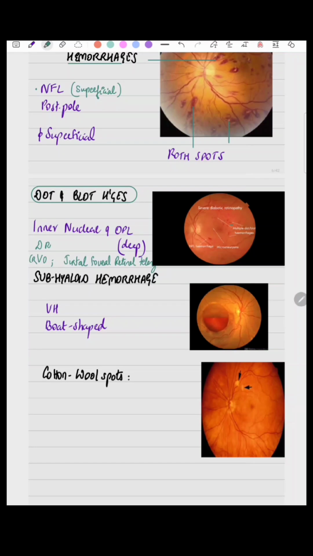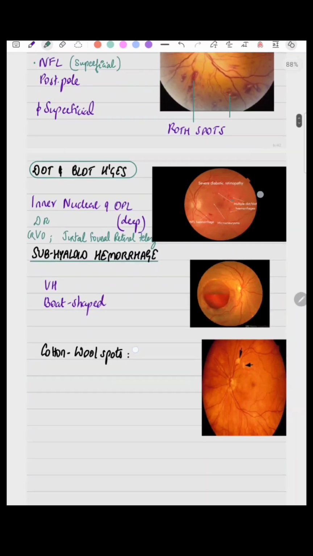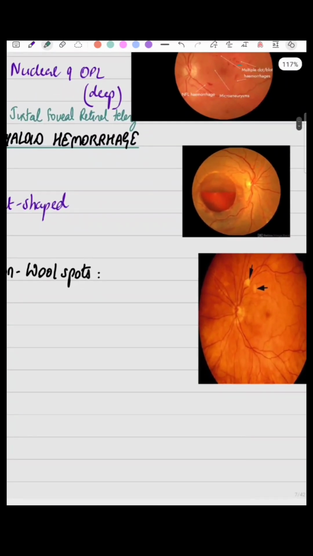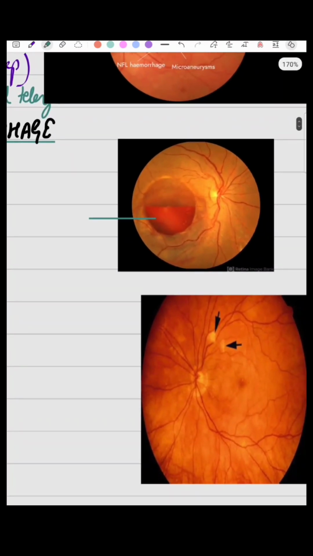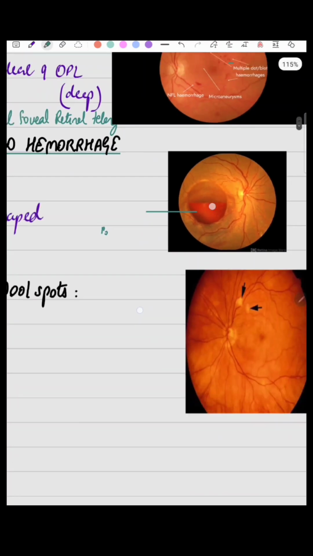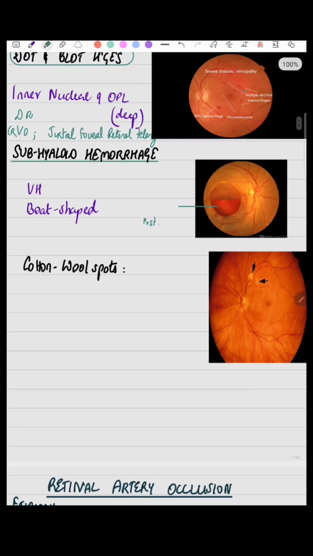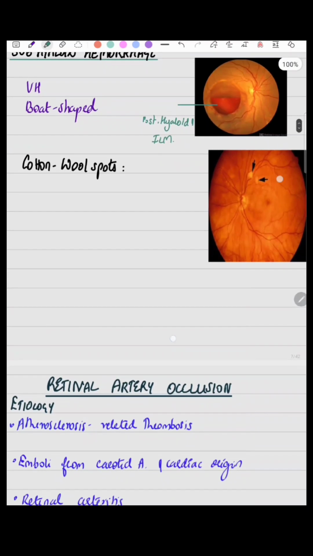Next is the subhyaloid hemorrhage. Subhyaloid hemorrhage is a vitreous hemorrhage present in the subhyaloid space, known as the pre-retinal hemorrhage. This is a subhyaloid hemorrhage. It is boat shaped because it is trapped in the potential space between the posterior hyaloid and the internal limiting membrane.